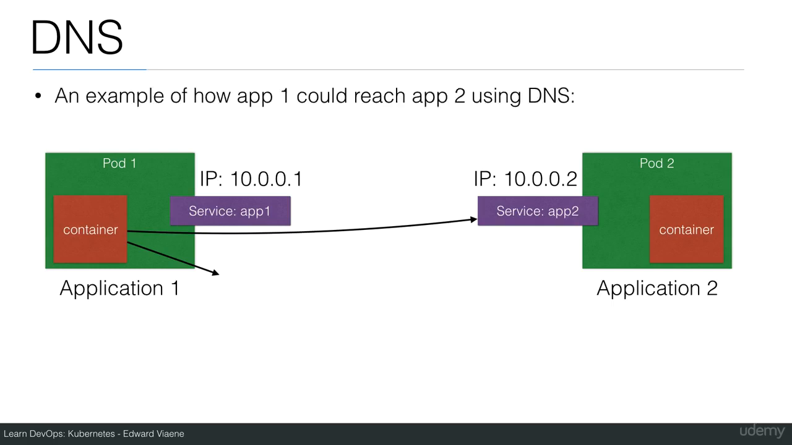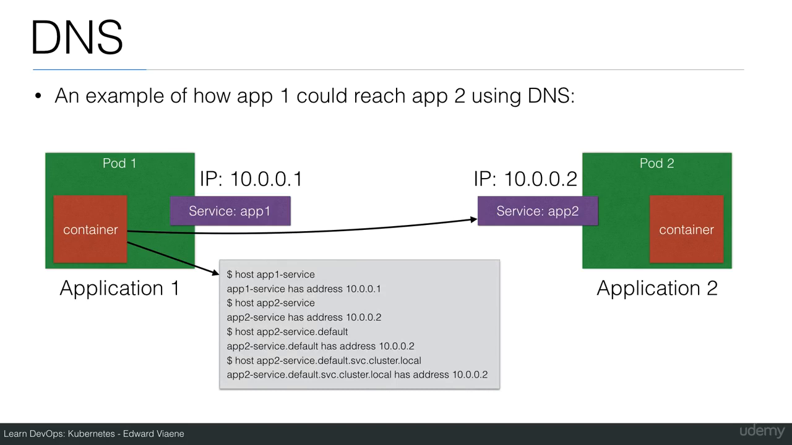So this is an example of how one app could reach another app using DNS. On the left we have application 1, we have a container in a pod and a service for that pod. The service is app1 and has IP address 10.0.0.1. Then on the right we have application 2. We also have a container in a pod, and this has another IP address. It has IP address 10.0.0.2 for service app2.